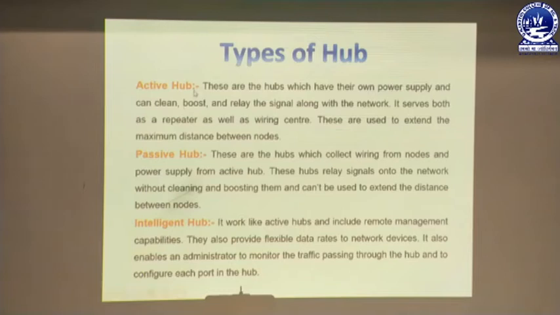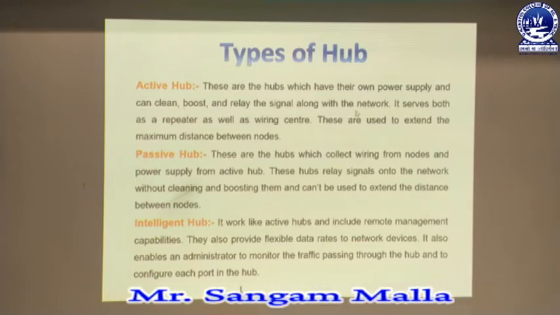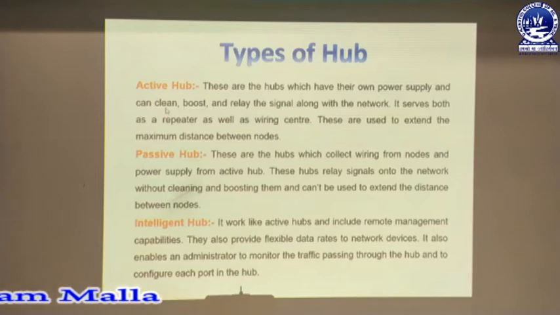So what do you mean by the active hub? Active hubs have their own power supply. That means they need the power supply, and they have the capability of holding the power supply when they are being used. So they can clean, boost and relay the signal along with the network. If there is network congestion, then the signal can be cleaned. They can boost, that means if there is any decrease in the energy level, they can boost the signal and relay the signal. That means if we want to add some energy or increase the amplitude of a signal, then we can relay it. So it serves both as a repeater as well as a wiring center.